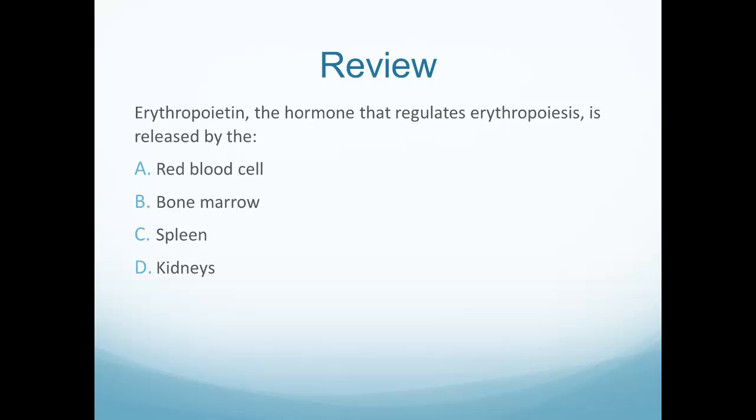Erythropoietin, the hormone that regulates erythropoiesis, is released by the kidneys. So the kidneys are going to release erythropoietin, and that release is going to be regulated by ischemia at the tissue level. So hypoxia or ischemia at the tissue level, and we're just talking about very, very small amounts of hypoxia. So the patient doesn't have to be in shock or anything like that, but small amounts of hypoxia are going to stimulate the kidneys to release erythropoietin and for new red blood cells to be produced.